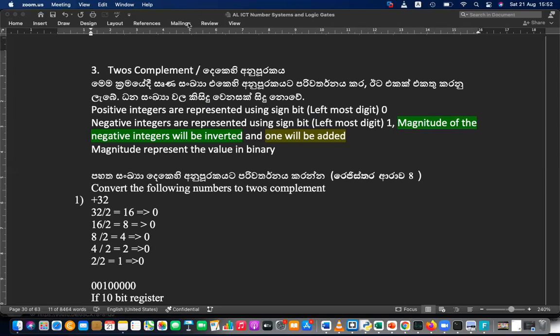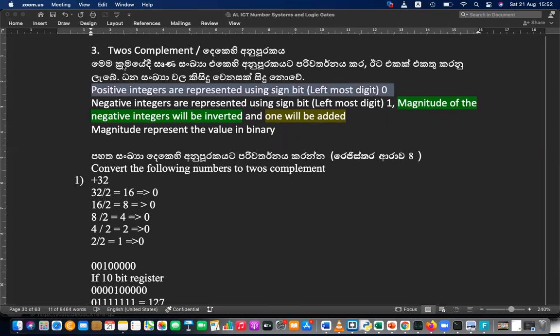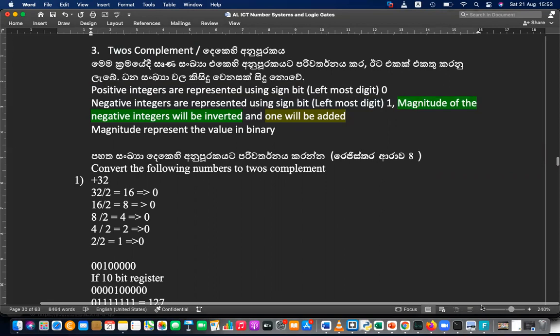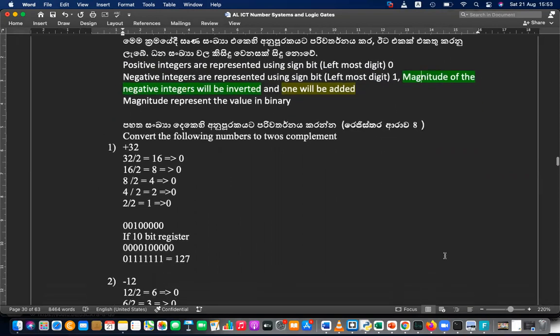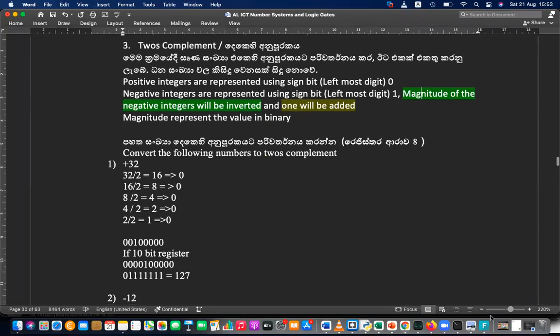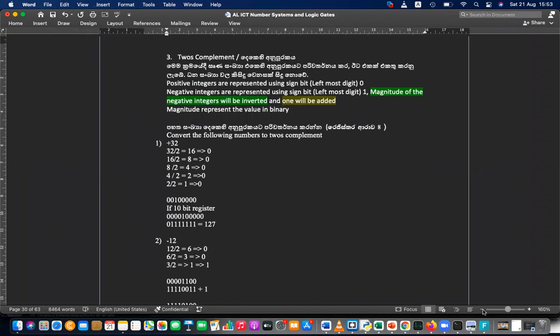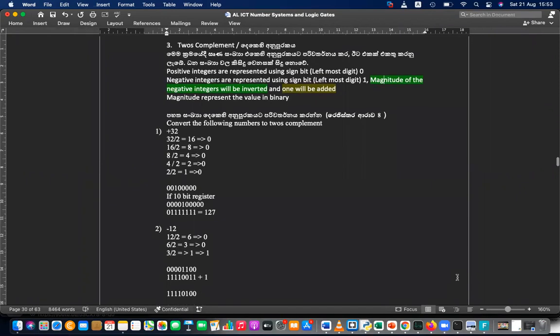So the ideal solution for this number representation is 2's complement. In 2's complement, for positive numbers you represent the number as usual, and for negative numbers, you represent the number and add 1 to the magnitude. Right? I have given a few examples about this. So you can just write example 2, that is plus 32 and minus 12. How to represent that in 2's complement is also given.